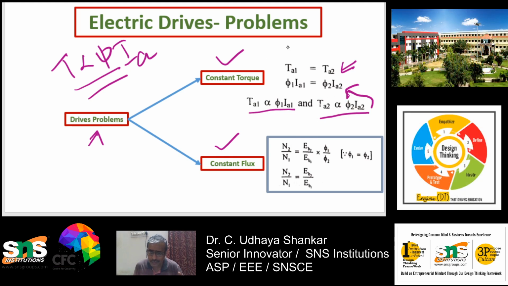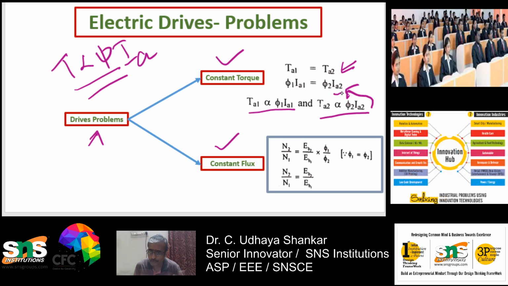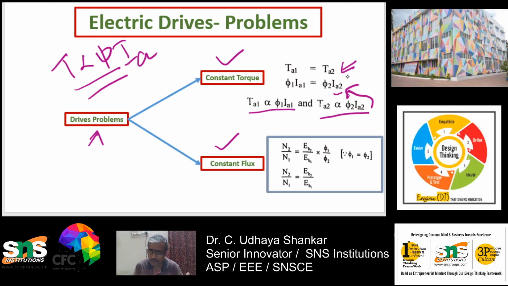By using this condition, sometimes they will give the value of phi 1 and the value of IA1, and you want to find phi 2 and IA2. Or phi 2 will also be given, and you want to find IA2. IA2 will be unknown, and after finding IA2, you substitute that IA2 in the equation which we have already discussed in the previous slide, and you can find the actual speed.